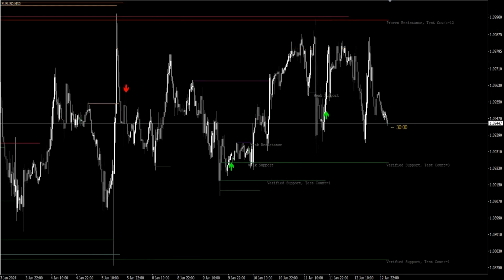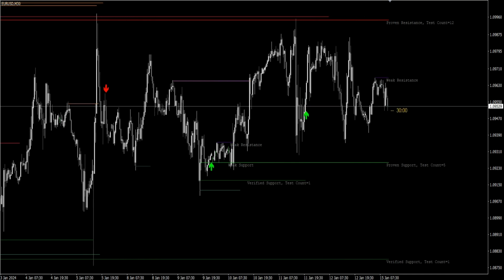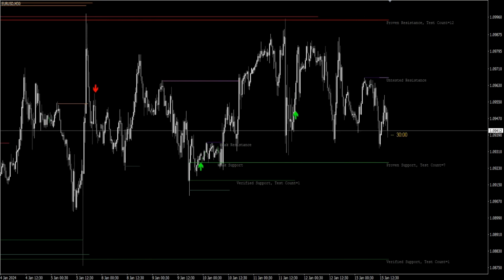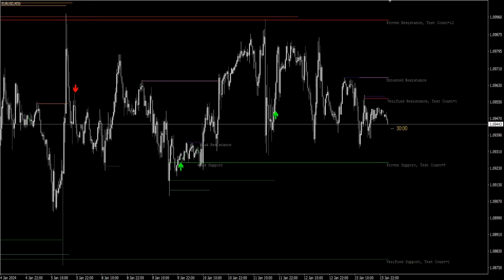This indicator works best on candle timeframes of 15 minutes and above. Avoid trading during news releases to steer clear of market volatility. Instead, focus on the active European and New York sessions for better results.